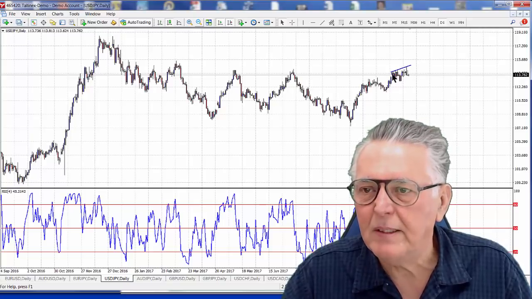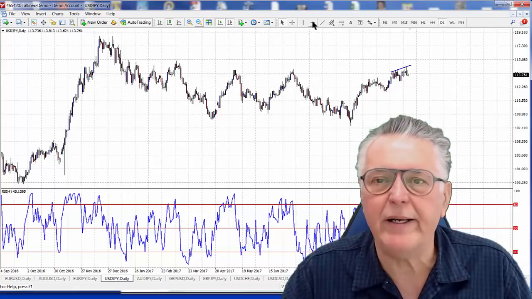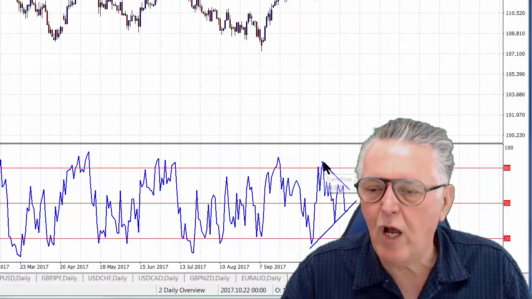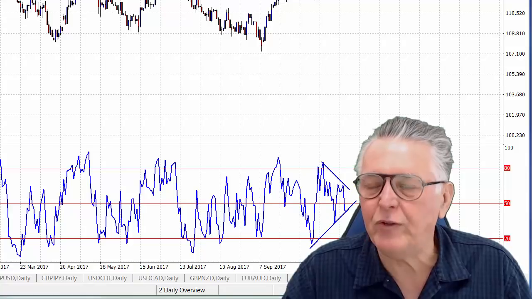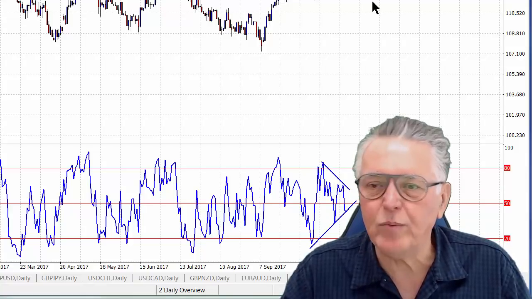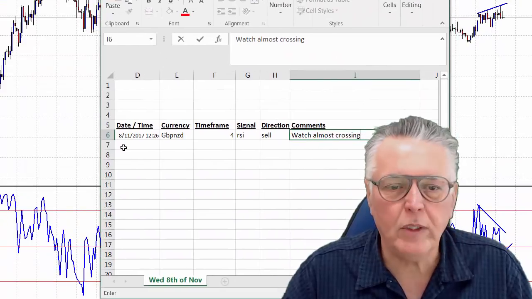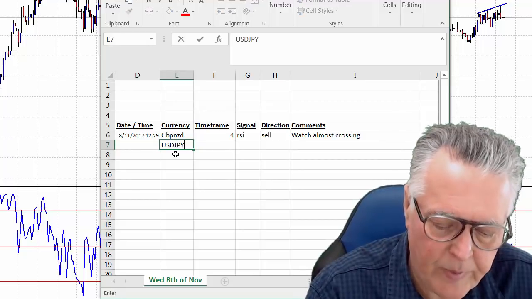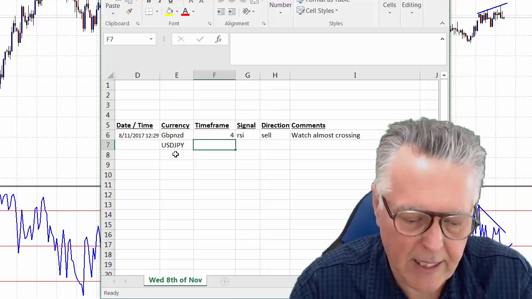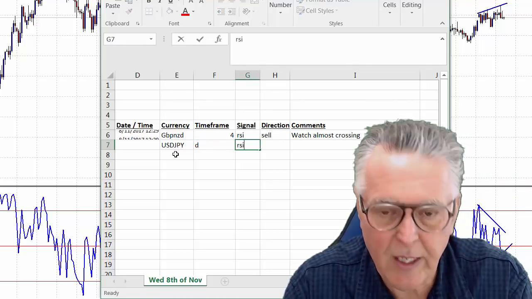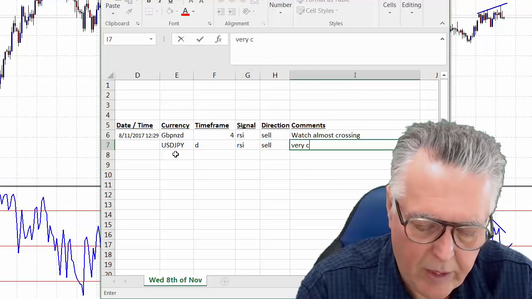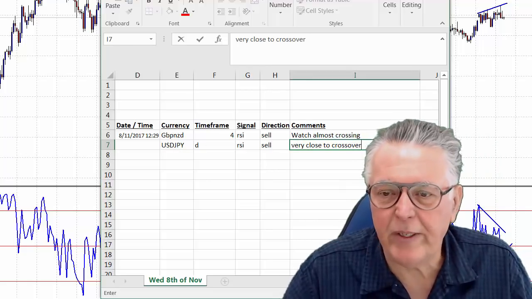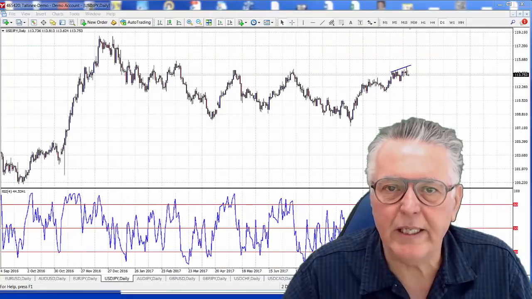The price is going up. You can see the price going up, but the RSI is going down. So we've actually got a really nice signal here. We've got an oversold, overbought, divergence, and trend line signal happening all at the same time. So this will definitely go onto my short list. I'll say this is the USD yen, and it is the daily, and it is also the RSI, and it is a sell, very close to crossover. Okay, so that one we will definitely look at in a bit more detail later on.